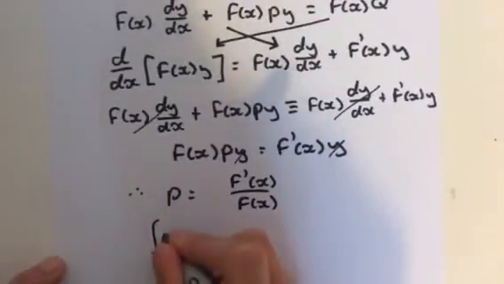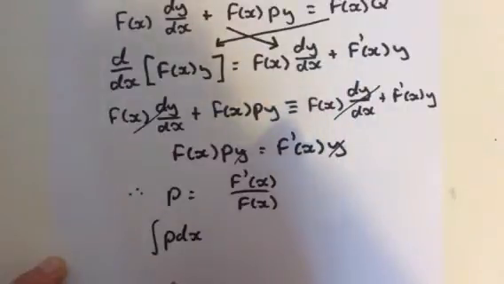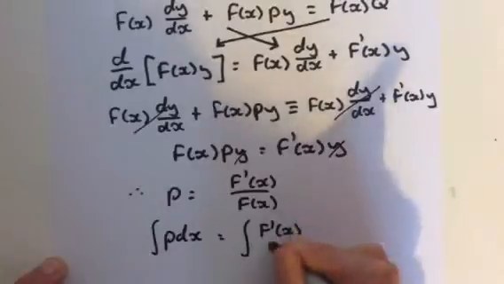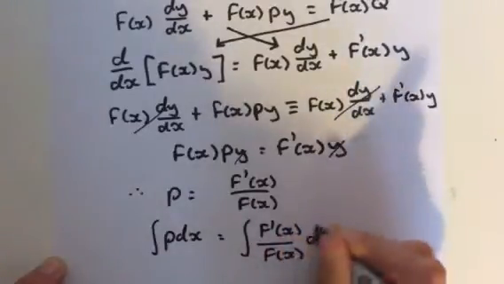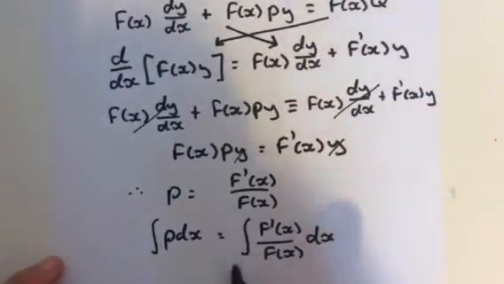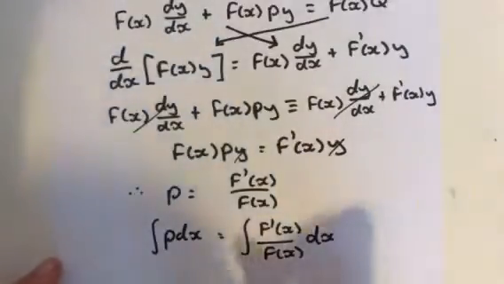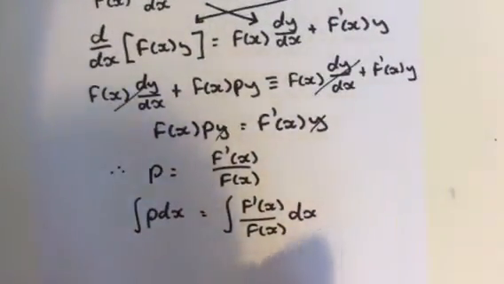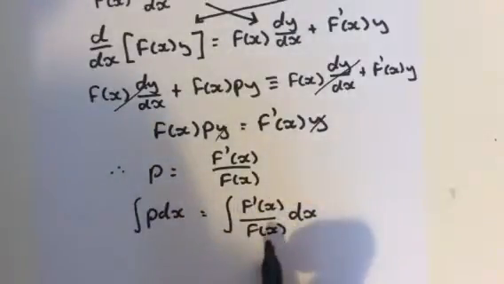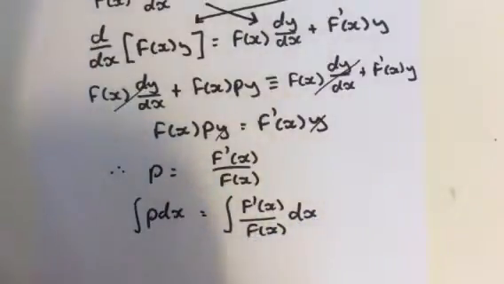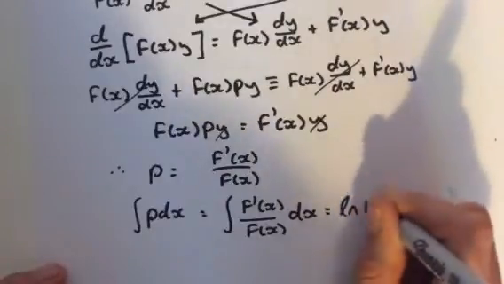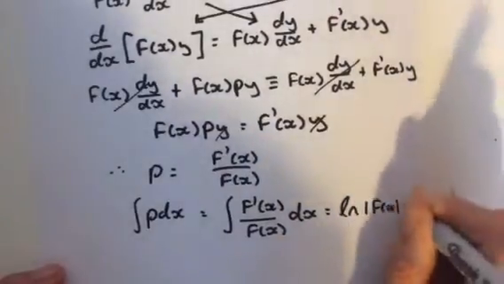When we do so, we get the integral of p dx, which sounds familiar from the solution, equal to the integral of f'(x) divided by f(x) dx. Now, from your basic calculus, you may be familiar with this structure of an integral. For any function f(x), if you have the integral of the derivative of f(x) divided by f(x), then it's always equal to the natural log of f(x), and we add c.